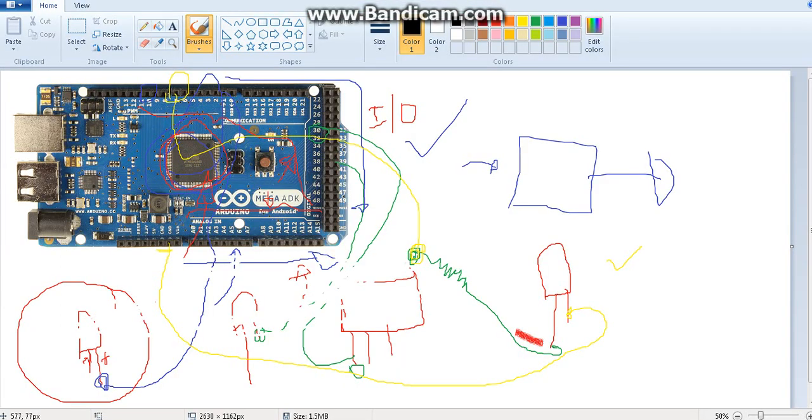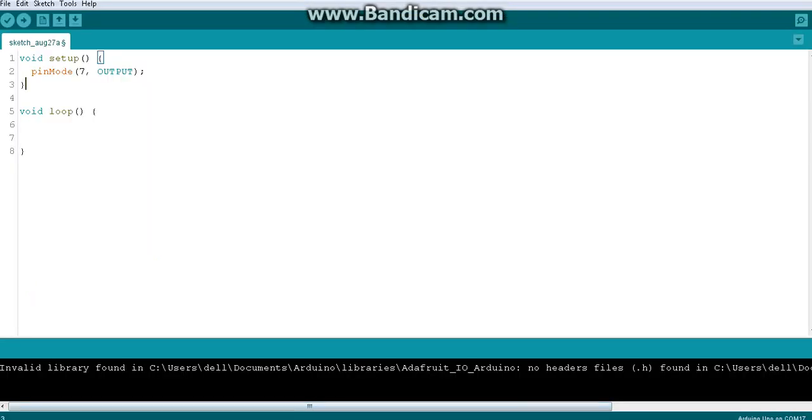Since I connected my LED to pin number 7 here, you can see the yellow wire going to ground. So we have already said, okay, pin mode 7 is output. That means this particular pin, please remember, we are going to use as an output. We are telling it to Arduino, so that's fine. So what can we do hereafter?